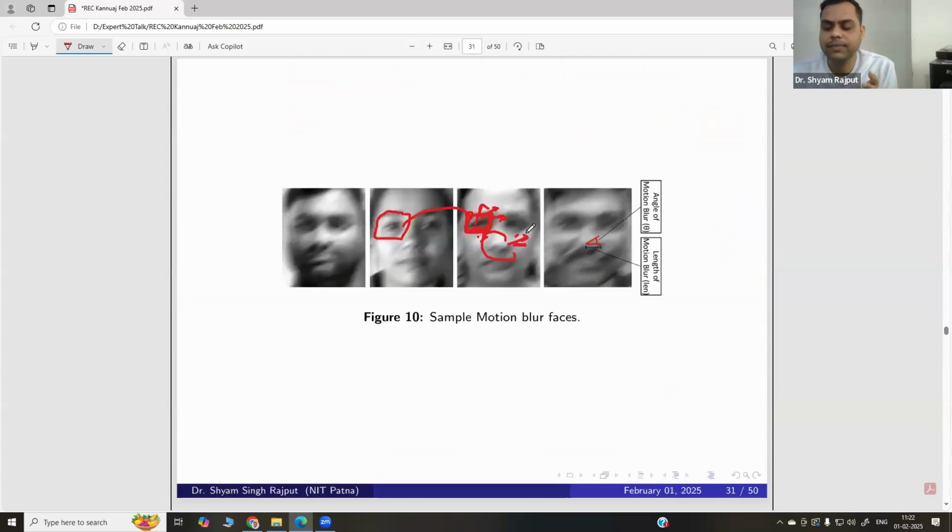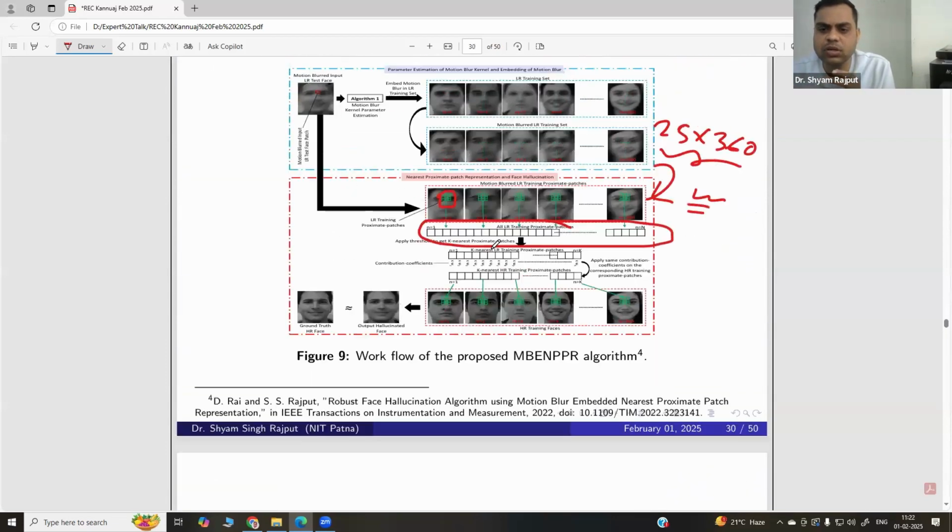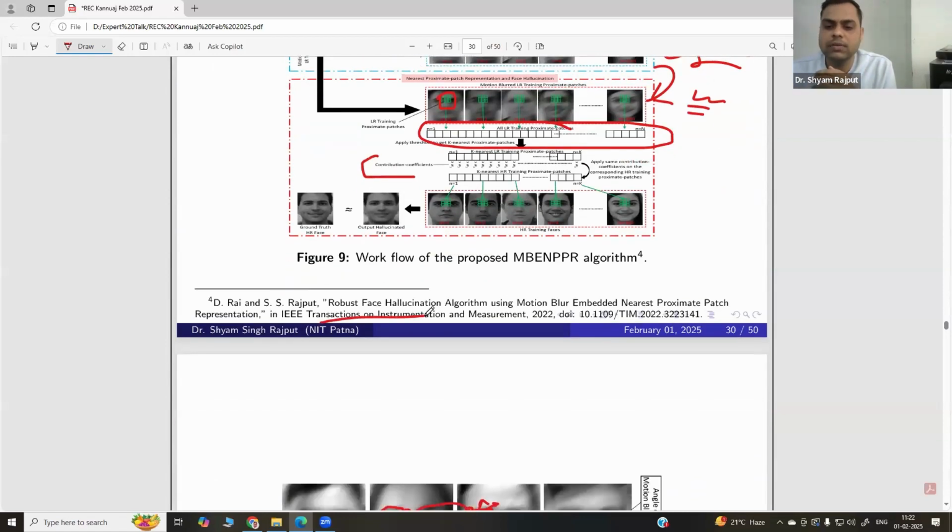This idea of considering the proximate patches instead of the position patches makes the process robust to motion blur. Apart from this, we have some more contributions in the coefficient calculation process also. This is again published in IEEE Transactions.